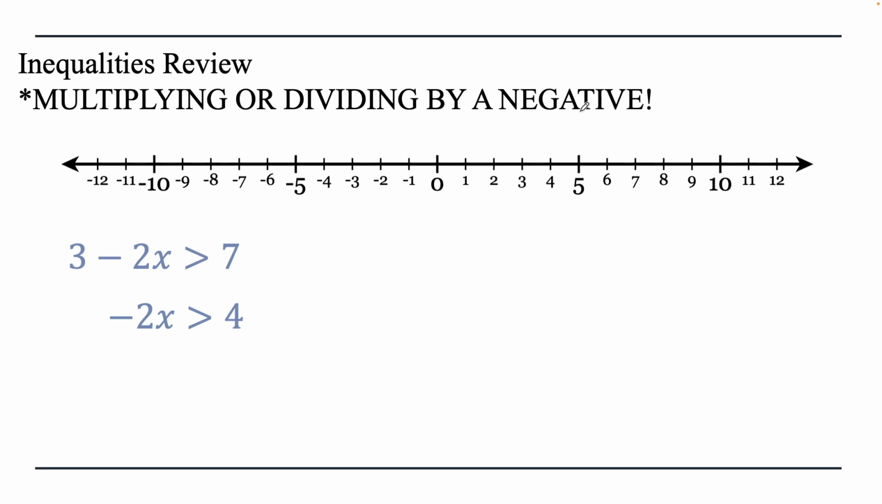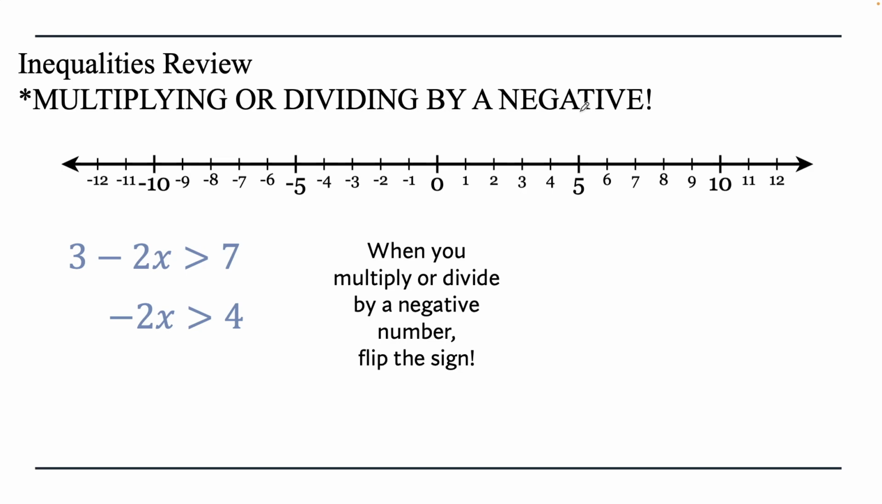Now, here's the thing you have to be aware of. When you multiply or divide by a negative number, you have to flip the inequality sign. So when I divide both sides by negative 2 to get x by itself, notice how I flipped the inequality sign. Here was greater than, and when I divided by the negative 2, I had to make this a less than sign. So if we plot that on the number line, x is anything to the left of negative 2, but not including negative 2.